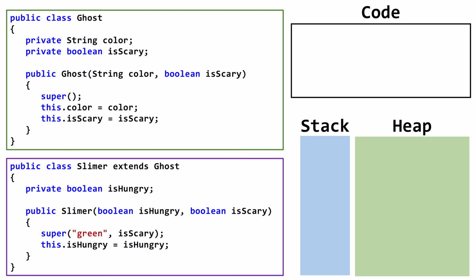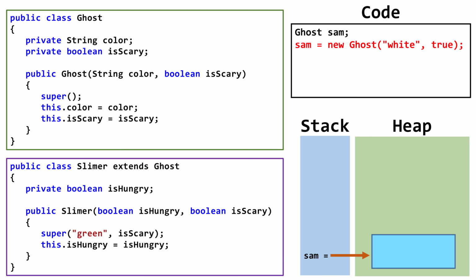Now we'll trace some code and see how the constructor builds the object in memory piece by piece. For the purpose of this tutorial, we'll assume that the code we're writing is in a main method somewhere. We start by declaring a reference variable, Sam, of type Ghost. The variable is placed on the stack and is currently uninitialized. Next, we will initialize Sam with a new instance of Ghost and pass the arguments white and true to the constructor's parameters. The constructor calls a no-parameter constructor in the object superclass.